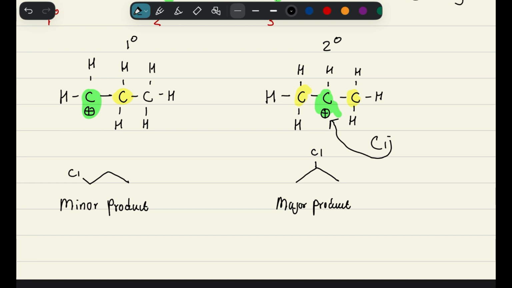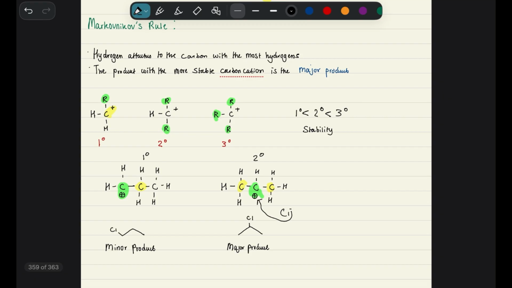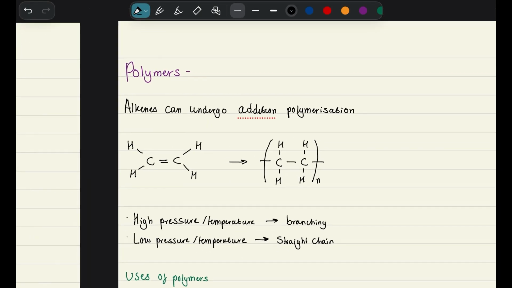This is what the reaction favors to produce, whilst the minor product is the one that's produced less because it has a less stable carbocation intermediate. I hope that makes sense in terms of Markovnikov's rule. It's quite high yield, not the definition, but just being able to apply it. Okay, and last but not least, we just need to talk about polymers.